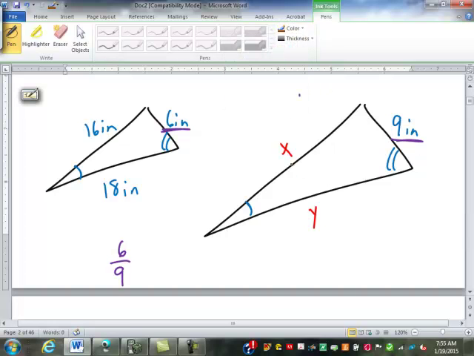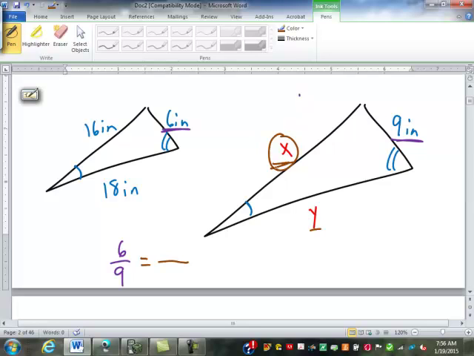Now we need to look at which side we want to find. We need to find X and Y. We need to pick one of them to find right now. We'll pick X. So we're going to use X, and we're going to use that known relationship of 6 to 9. You might call that a reduction factor, an enlargement factor if you want to. And we're going to plug in the missing pieces.